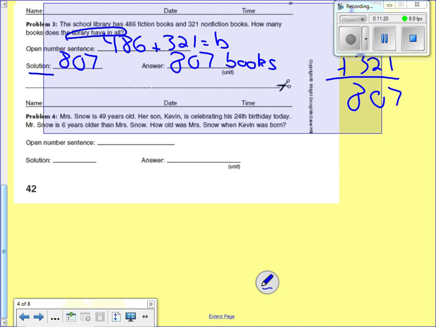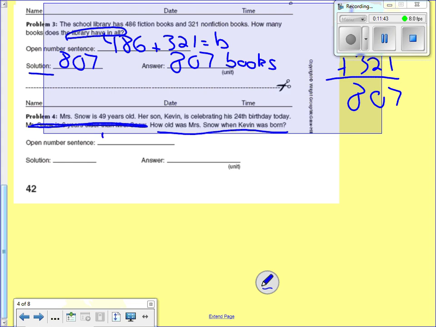All right. Is there some information here that's not important? We want to know how old was Mrs. Snow when Kevin was born. You're going to see some problems tomorrow in school where they're going to give you some information that's not important. I'll tell you one thing. I don't really care that Mr. Snow was 6 years older than Mrs. Snow. Good for them. That's not important when trying to solve this problem. What we're trying to find out is how old was Mrs. Snow when Kevin was born?